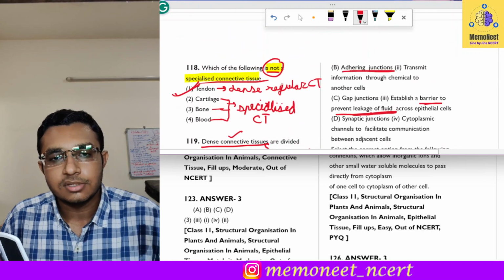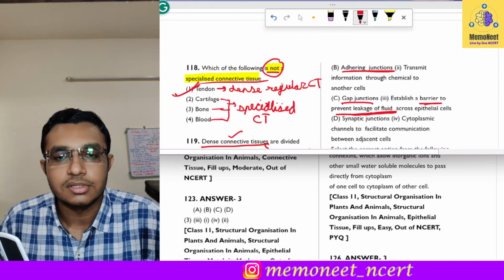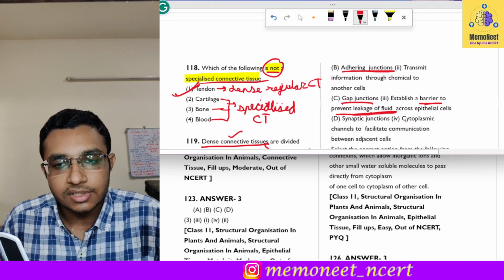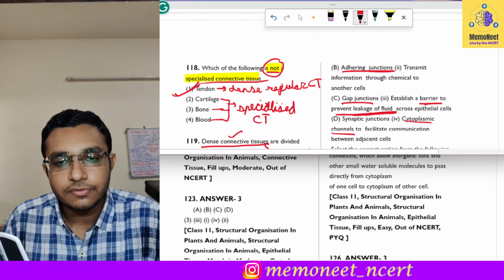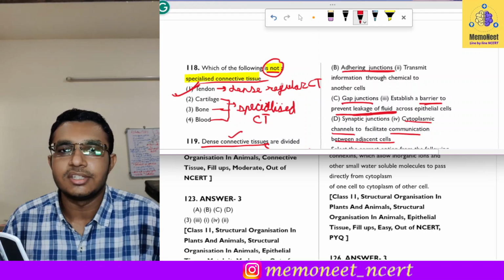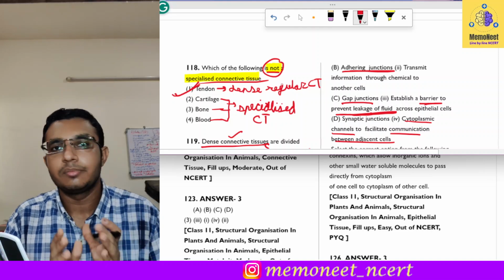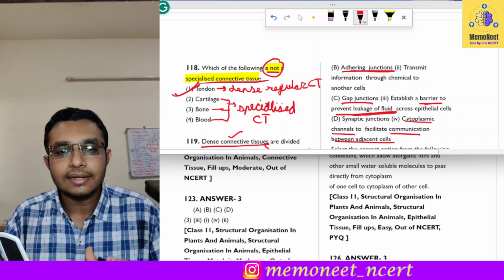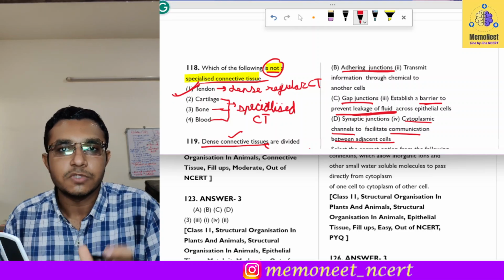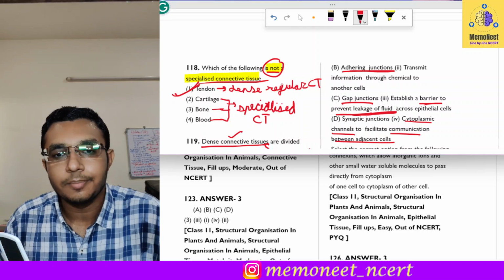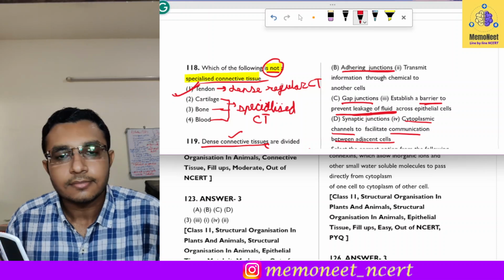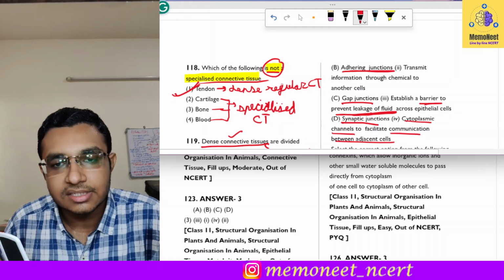Next is option C, that is the gap junctions. Now see, the gap junctions have the cytoplasmic channels which facilitate the communication between adjacent cells. So the function of gap junction is to provide communication between the adjacent cells, and they contain some cytoplasmic channels which are called connexons. So C goes with 4. And option D is synaptic junctions.